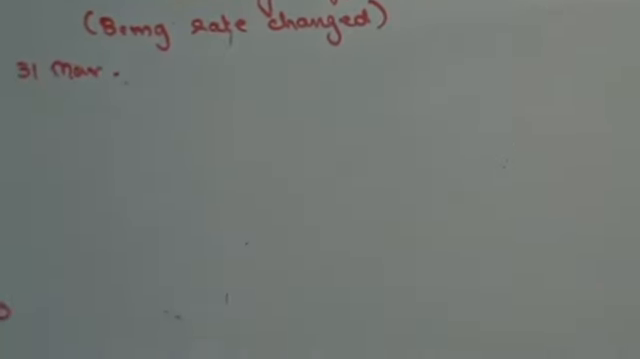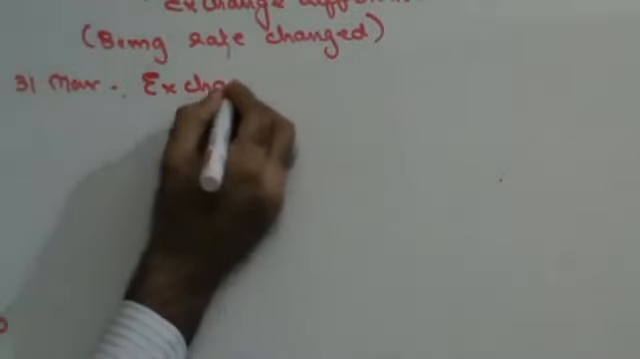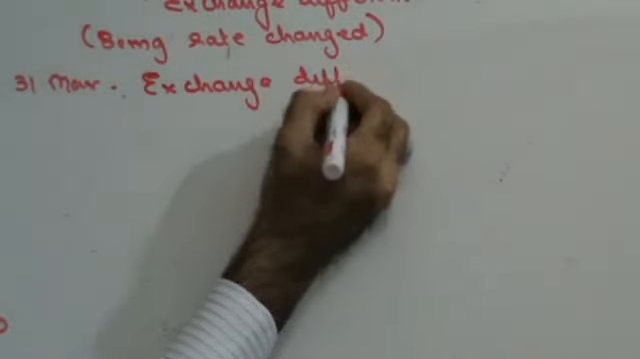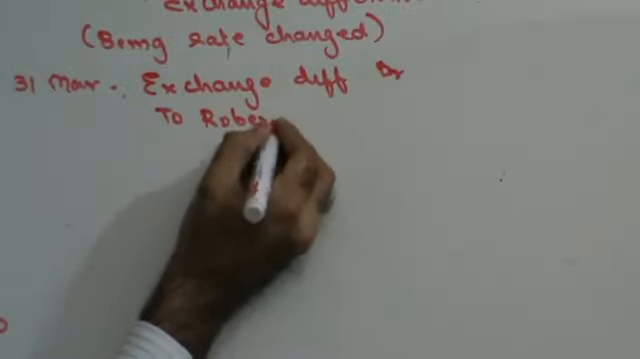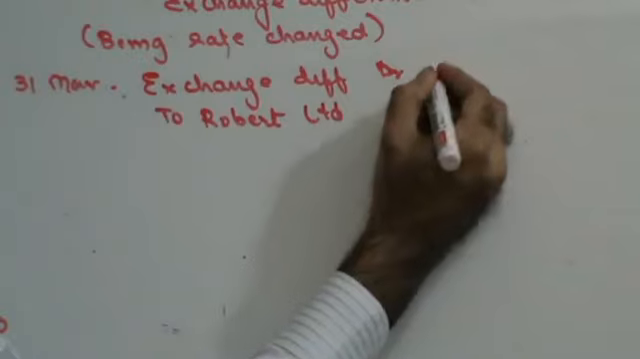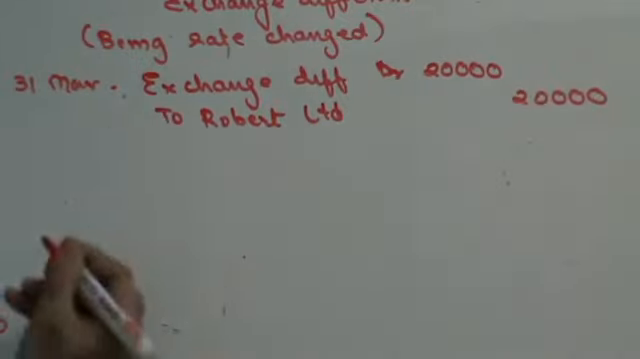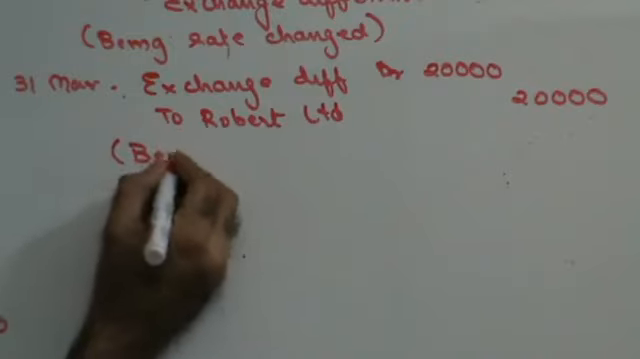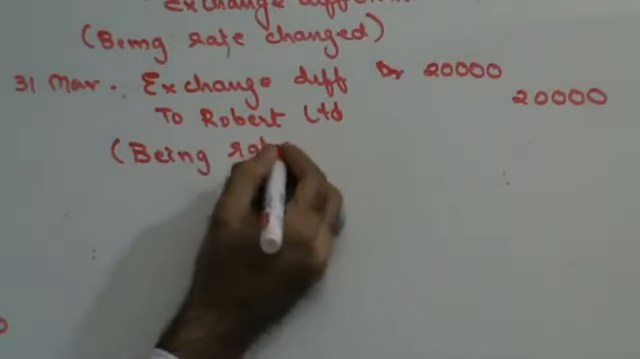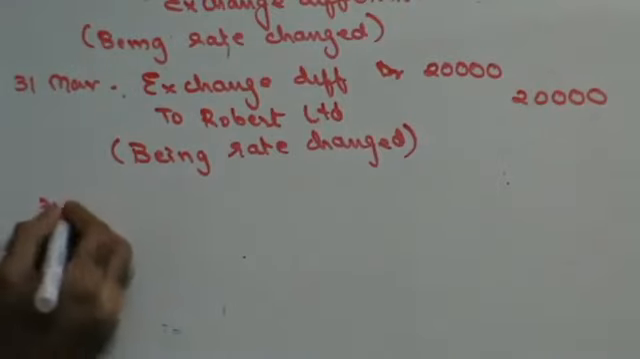How much is his payment remaining? $20,000. So you are going to incur a loss. Loss means exchange difference on the debit side. Exchange difference account debit to Robert, $20,000. 1 rupee per dollar, so on $20,000, it's going to be 20,000 rupees. Being rate changed. 31st March.